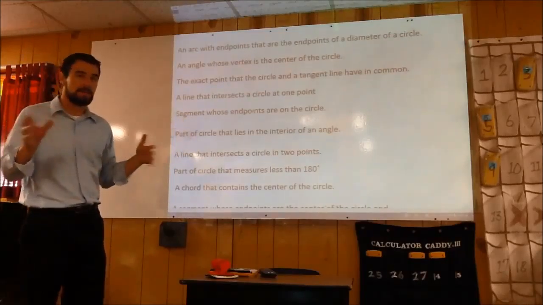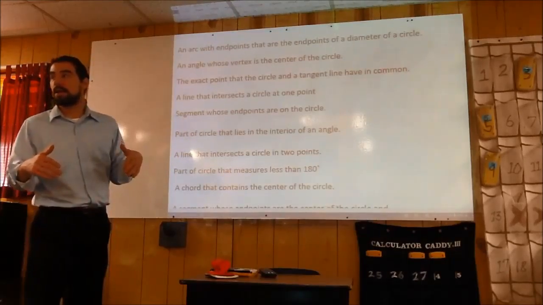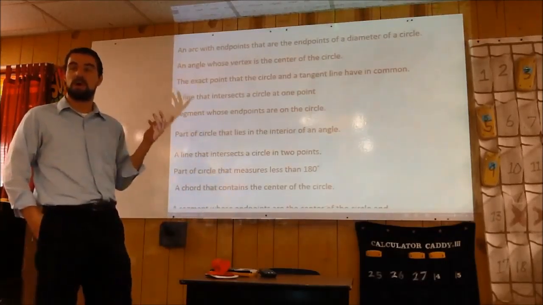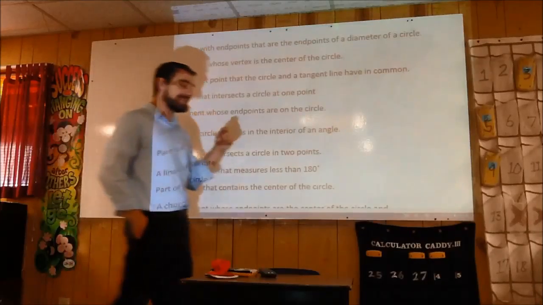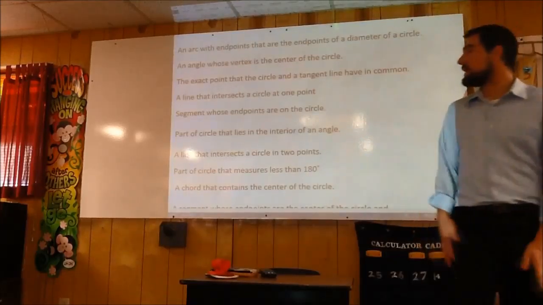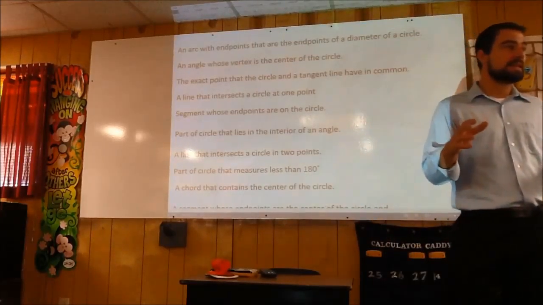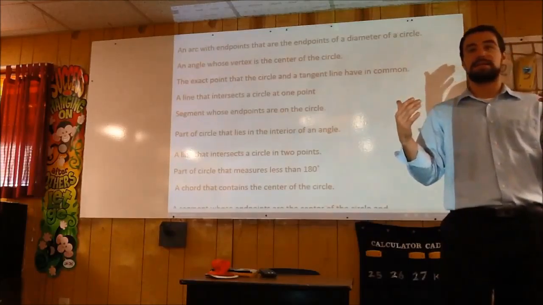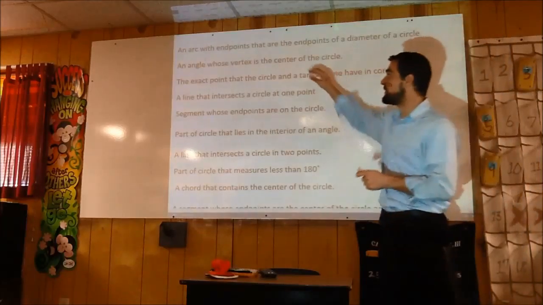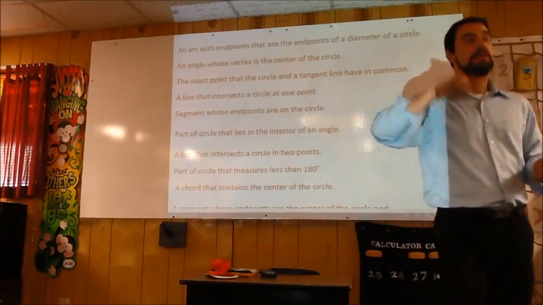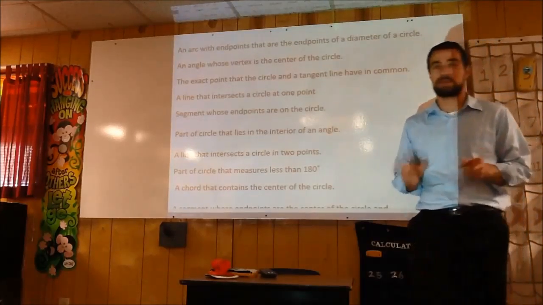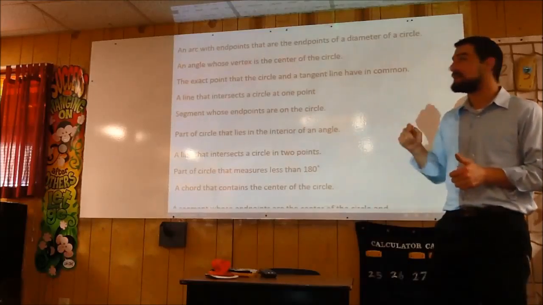Number 2, an angle whose vertex is the center of the circle. We learned about 4 different types of angles in this class, and it all boils down to where that vertex is located. When it is the center of the circle, we call that type of angle a central angle. It kind of makes sense. If the vertex is the center, then we call it a central angle. Every single one of these angles that we've discussed has some sort of intercepted arc. What is the relationship between a central angle's measure and the measure of the intercepted arc? They are the same. They are equal. Those measures are equal.